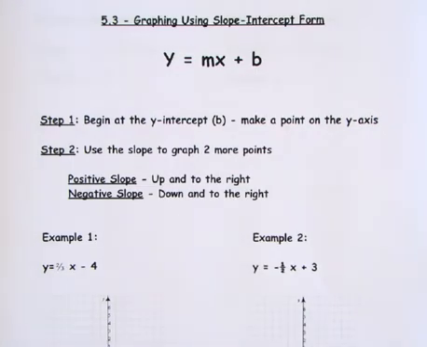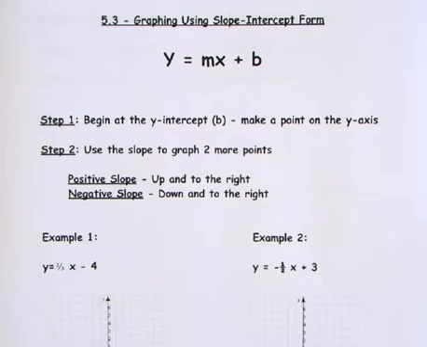Dr. Marty here, and we learned how to find the slope of lines or linear functions in our last video, and today we're going to move on to section 5.3, which is graphing using slope-intercept form. It's actually slope-intercept form in general. We're going to find that there's three different forms that we use for lines.